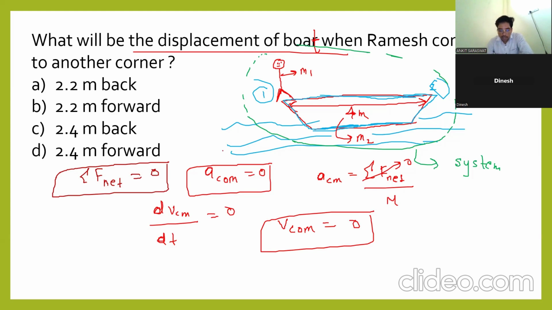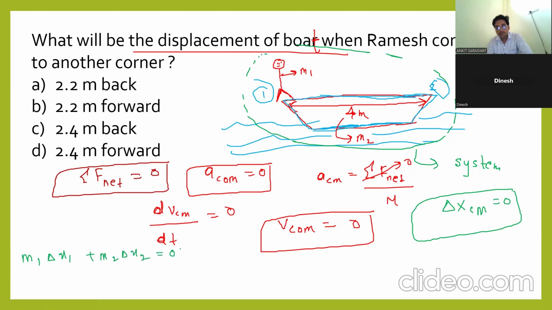If initially the center of mass is at rest and finally it is at rest, do you see any shift in the center of mass? Is there any change in the center of mass? No, sir. It will be 0. It means M1 delta x1 plus M2 delta x2 will be 0. What are delta x1 and delta x2? Delta x1 is the displacement of the person, M1, and delta x2 is for the boat, M2.